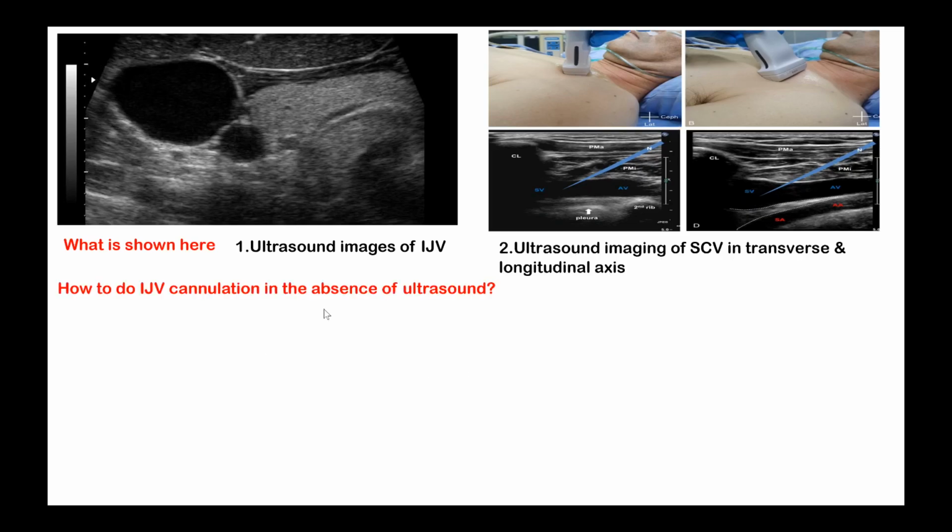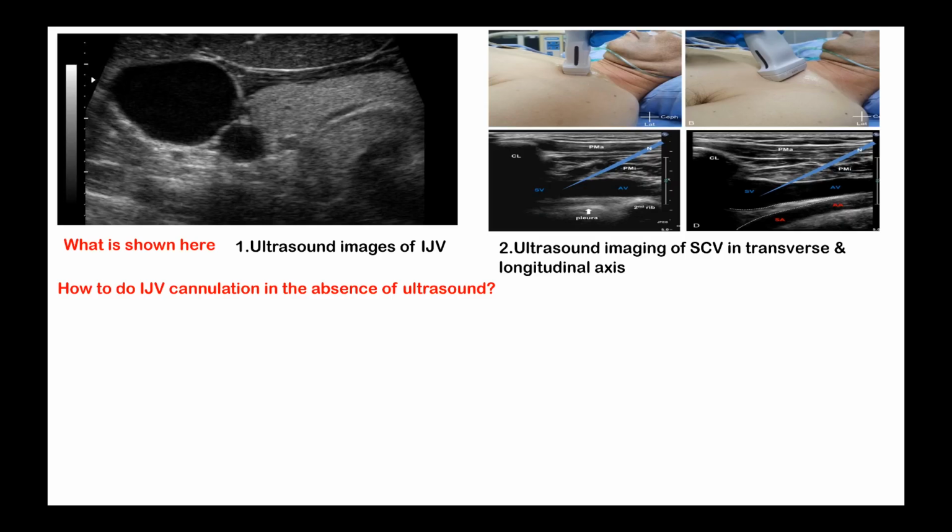How to do IJV cannulation in the absence of ultrasound? By landmark technique, sir. Apex of the carotid triangle. First, patient position: supine position, head down. Trendelenburg position, 15 to 30 degrees down, and the head turned to the opposite side. If you want to do right IJV, you have to turn the head to the left side. Turn it to the opposite side and then prepare the area.